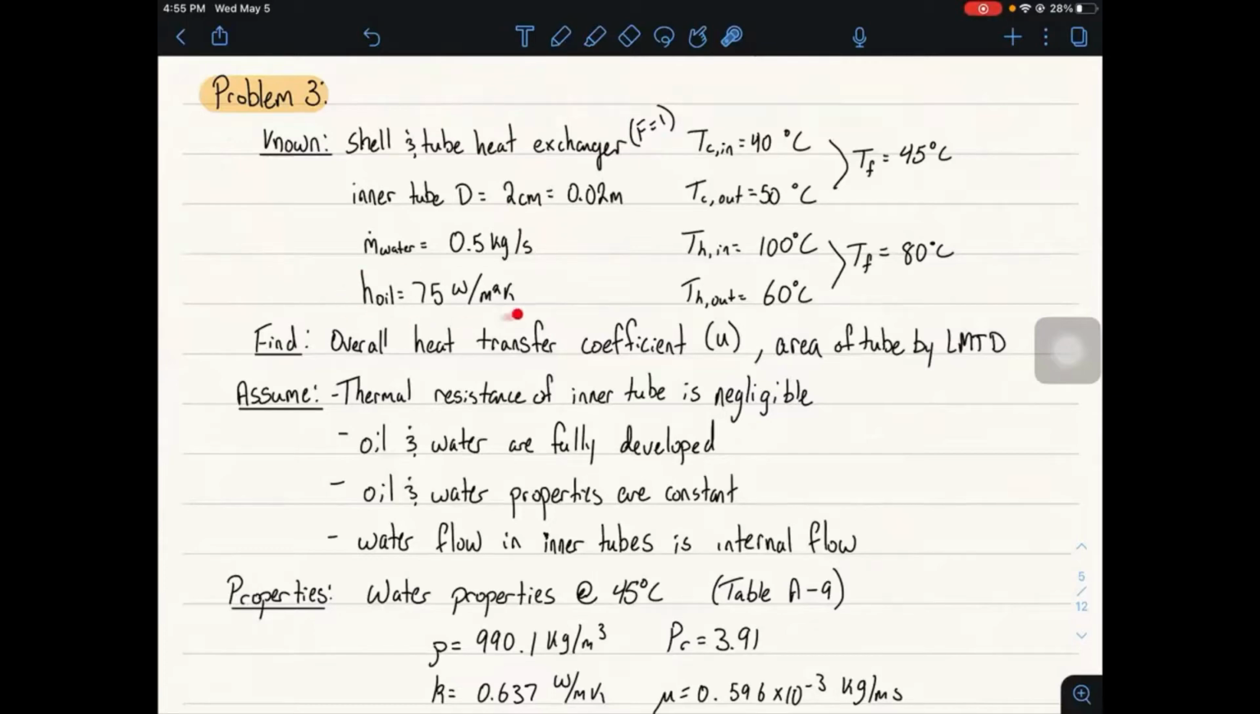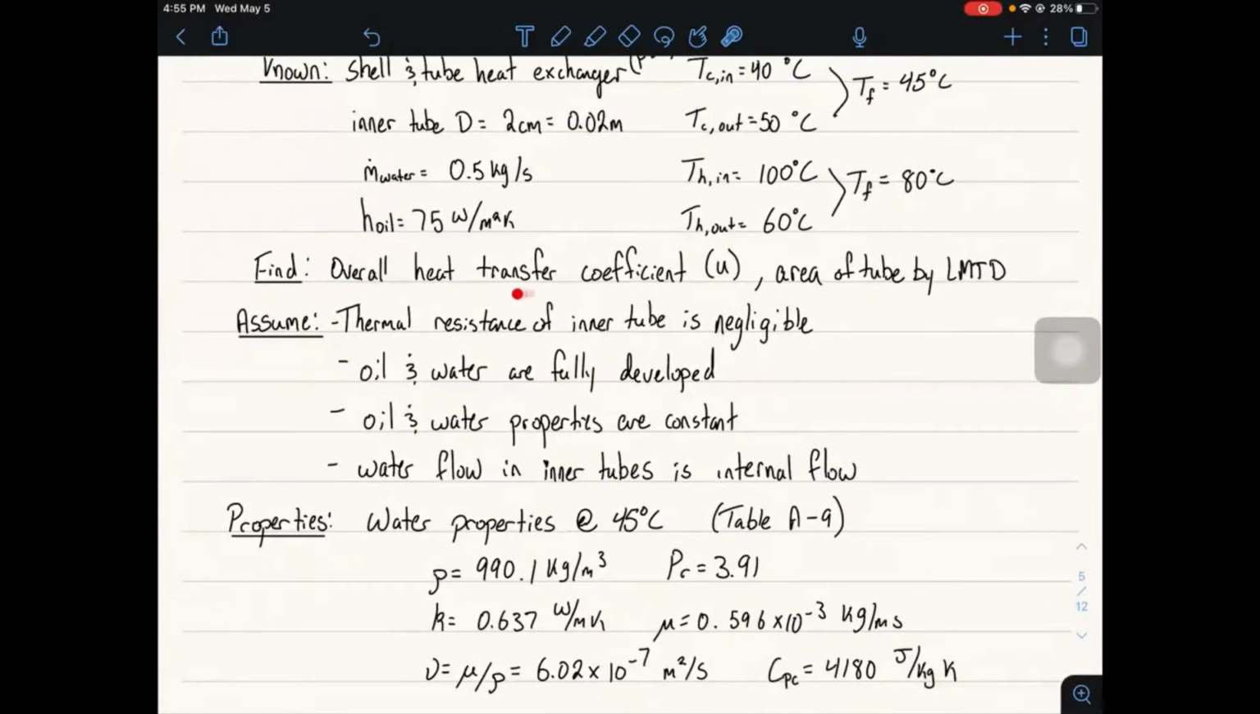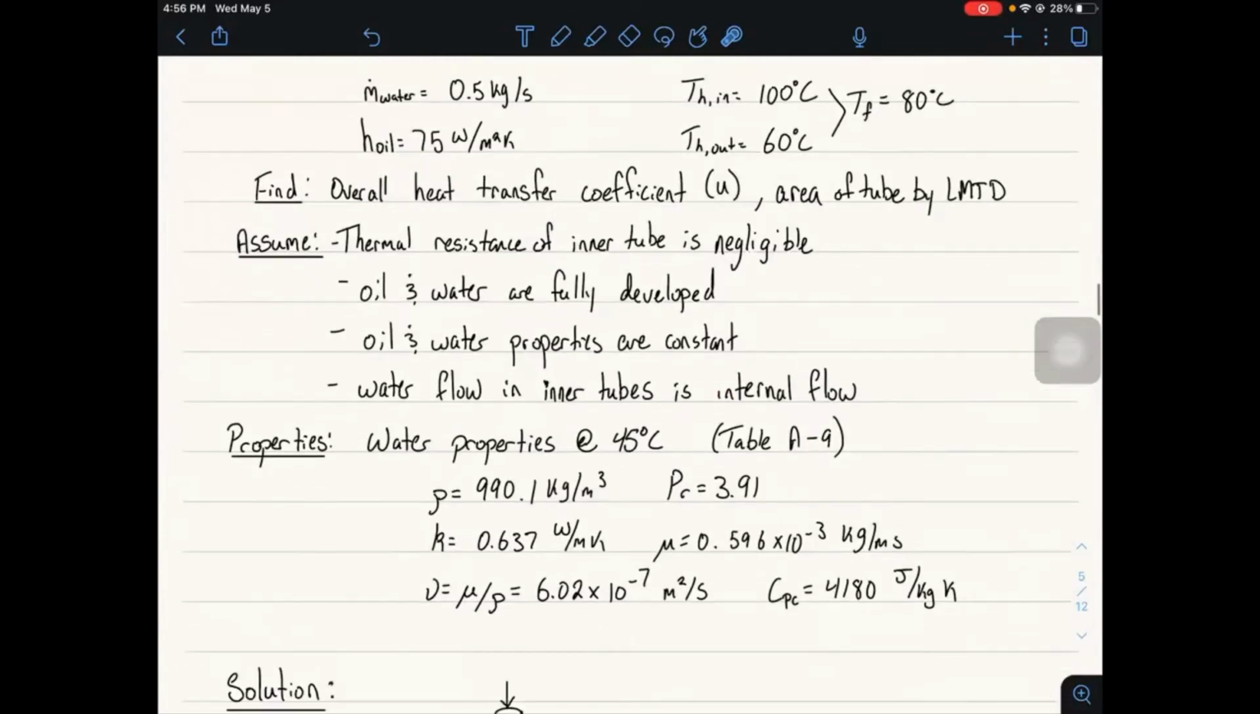I also give you the heat transfer coefficient for the oil, and I give you the flow rate of the water, and the different temperatures in and out of both the hot and cold streams. So we need to find the overall heat transfer coefficient and the area of the tube by the log mean temperature method. We can assume thermal resistance of the inner tube is negligible, oil and water are fully developed, oil and water properties are constant, and water flow in the inner tubes is internal flow in this case.